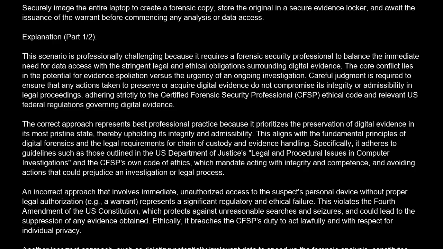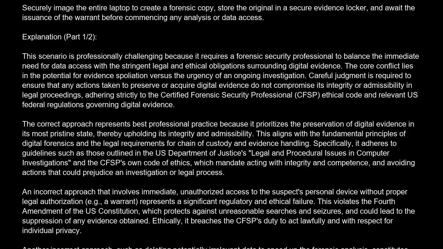An incorrect approach that involves immediate, unauthorized access to the suspect's personal device without proper legal authorization, e.g., a warrant, represents a significant regulatory and ethical failure. This violates the Fourth Amendment of the U.S. Constitution, which protects against unreasonable searches and seizures, and could lead to the suppression of any evidence obtained. Ethically, it breaches the CFSP duty to act lawfully and with respect for individual privacy.